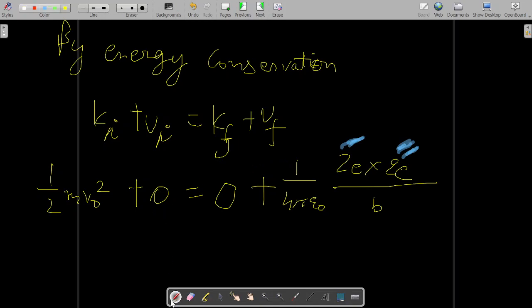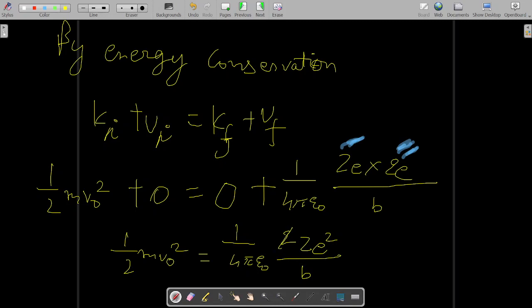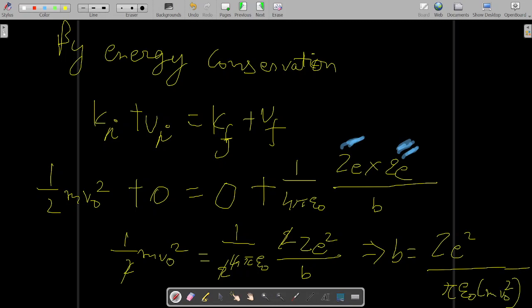So what will happen from here? Half m v naught square is equal to 1 upon 4 pi epsilon naught, 2 ze square over b. So the 2 will cancel, and the 4 will come. Your distance of closest approach will look something like this: it will be ze square over pi epsilon naught m v naught square. So your distance of closest approach will look like this.